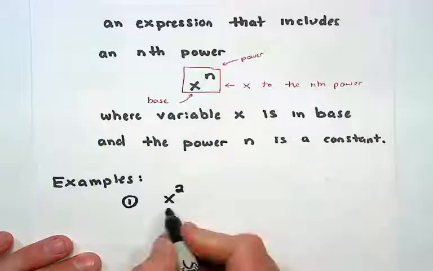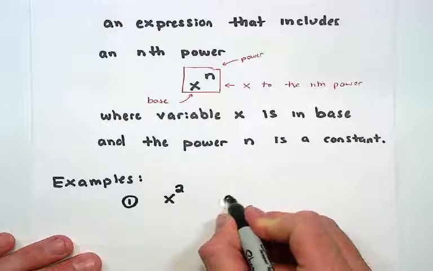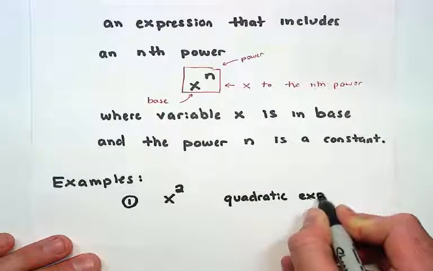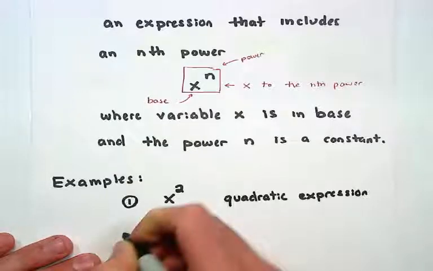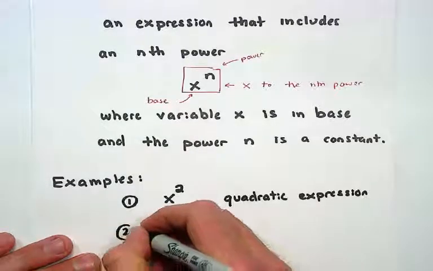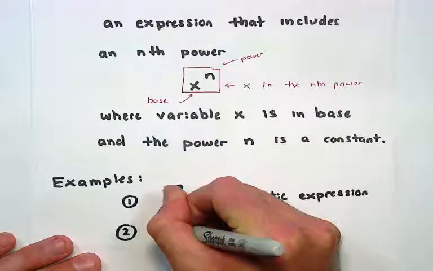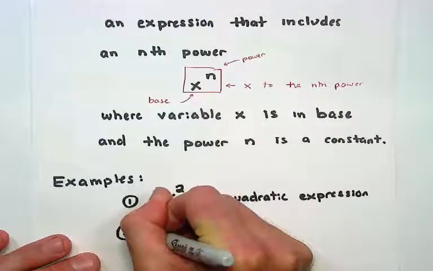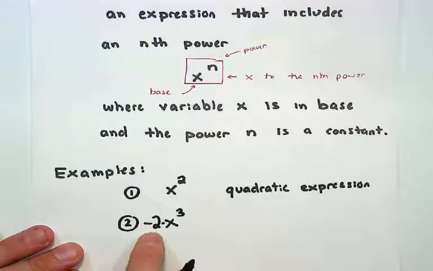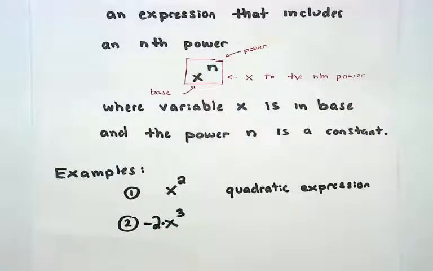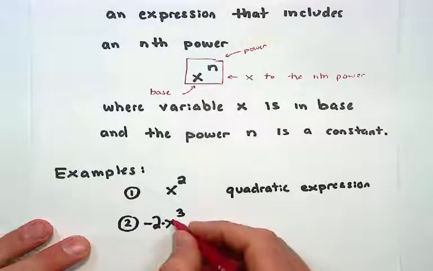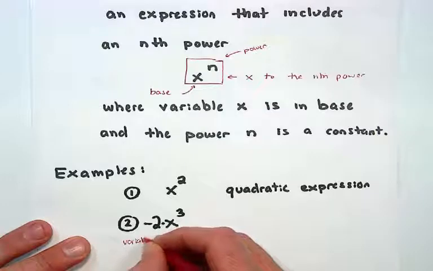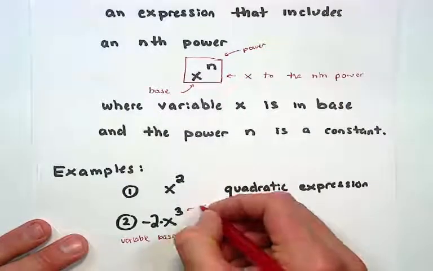Remember, this power expression is so popular, so famous, we call it a quadratic expression. It is a power expression. It's just one that's so famous it gets its own name. Let's take a look at another power expression. And maybe we'll be a little creative here and we'll drop a number on the outside. This is negative 2 times x cubed. Again, we would have known this is a power because the x is in the base, so we've got a variable base, and we've got a constant power.